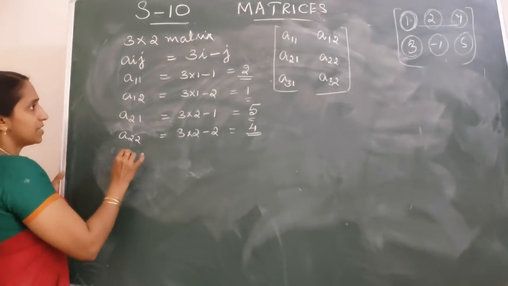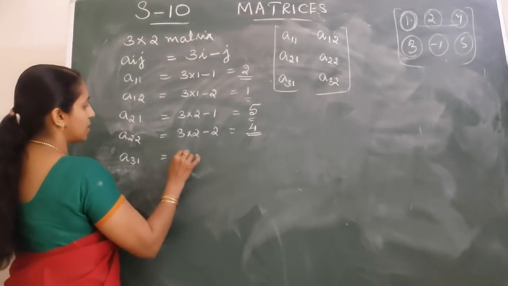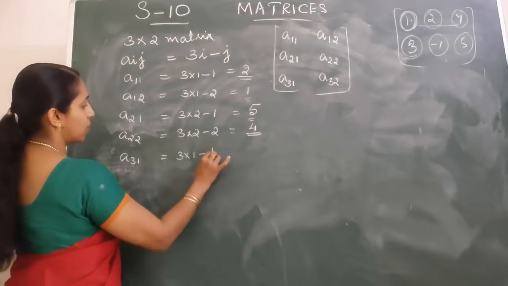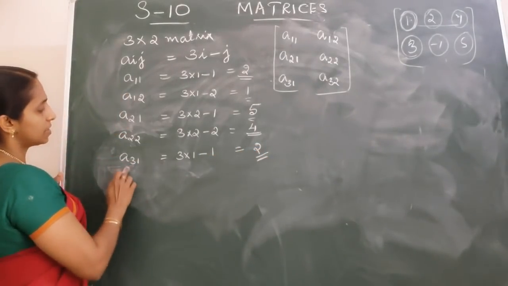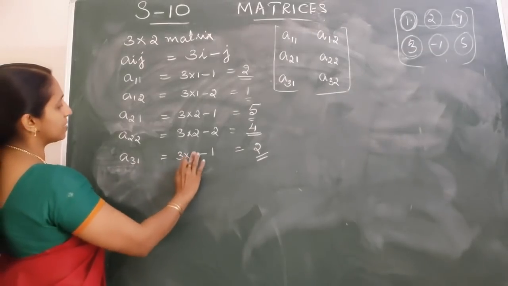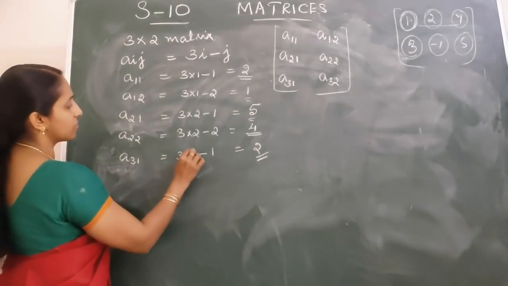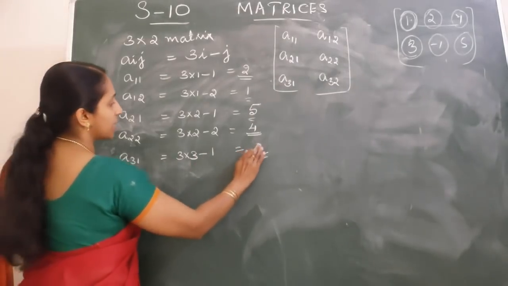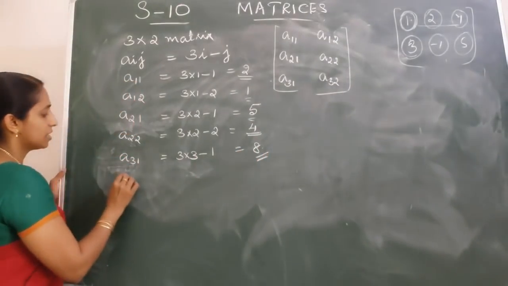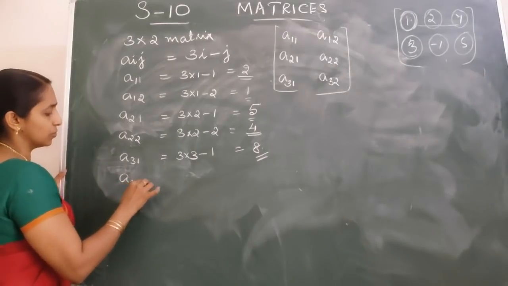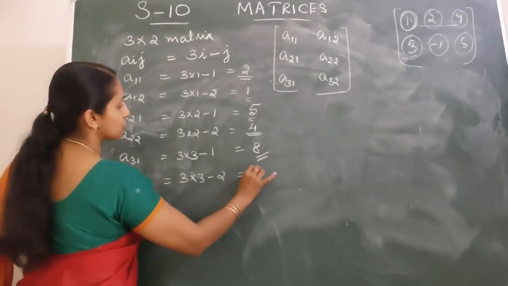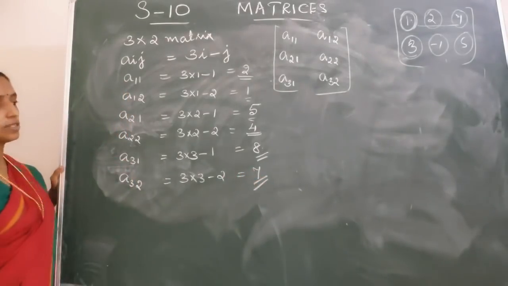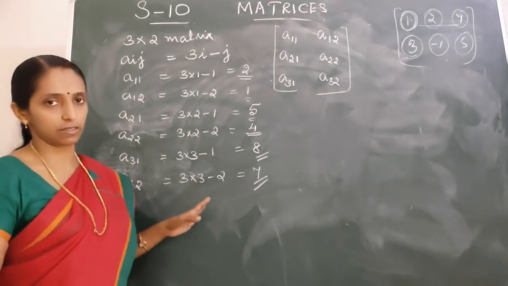Okay. Then we need A, 3, 1. That is 3 into 1 minus 1. 3 minus 1, 2. A, 3, 1, sorry, 3 into 3. 3 I given, no? 3 into 3, 9 minus 1, which gives us 8. Then A, 3, 2. I is 3, J is 2. 9 minus 2, 7. So we got all the elements of the matrix.